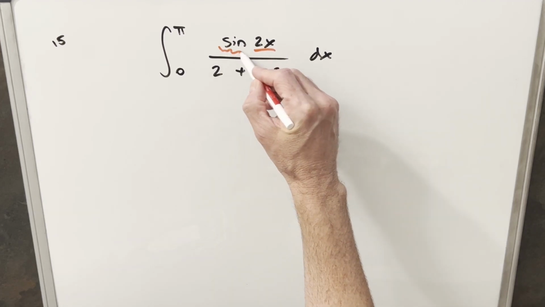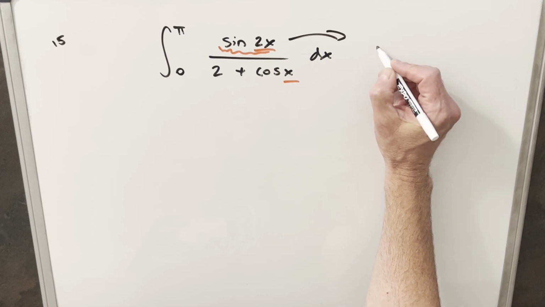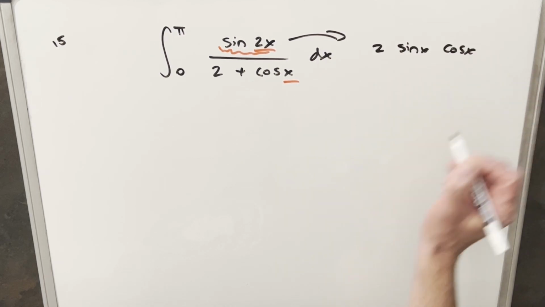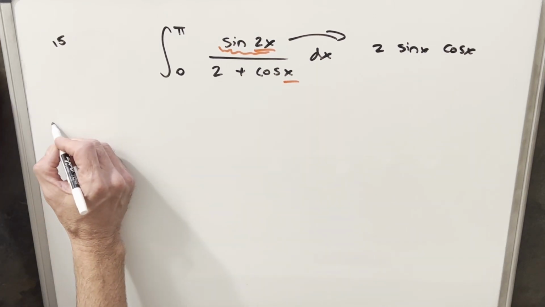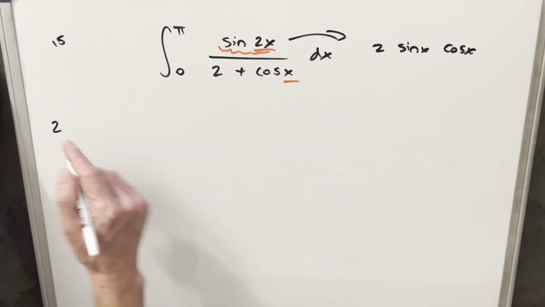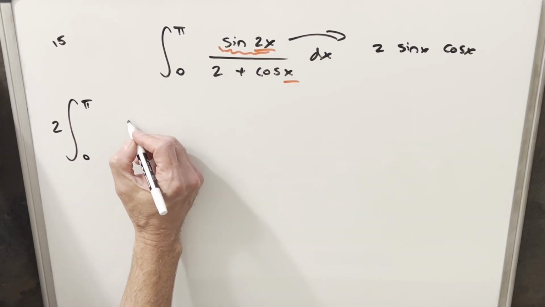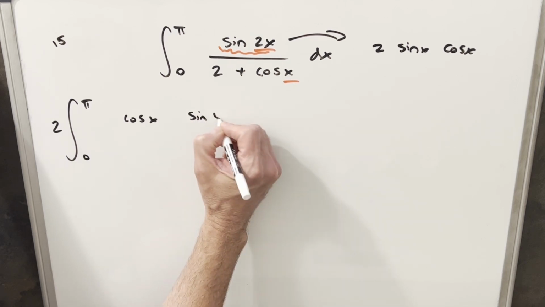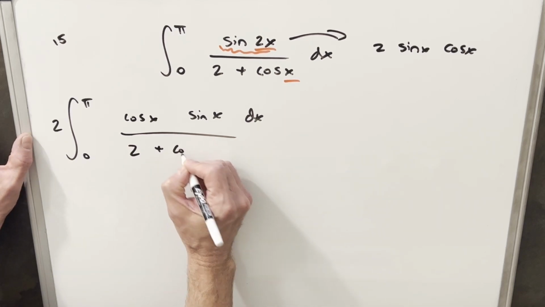What I can do here is use the double angle formula for sine to rewrite that. So sine of 2x is the same thing as 2 sine x cos x. When I rewrite my integral with this, I'm going to bring the 2 out front of the integral. We'll write the numerator as sine x cos x, but I'm just going to change the order to set this up a little easier for myself. And then I'm just going to copy down this denominator, and then we can continue.